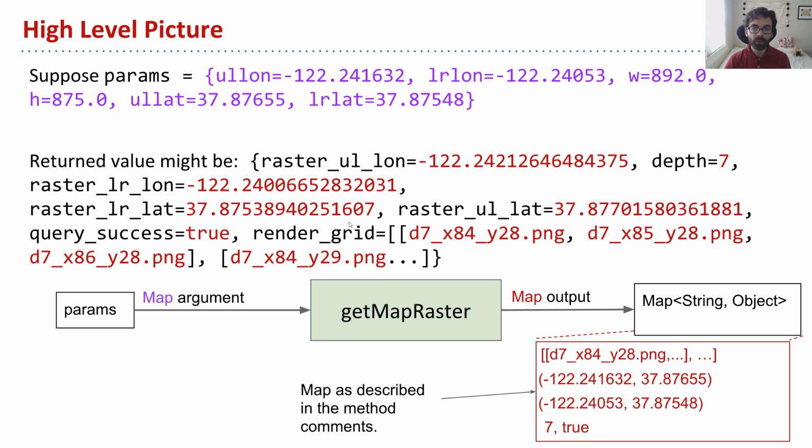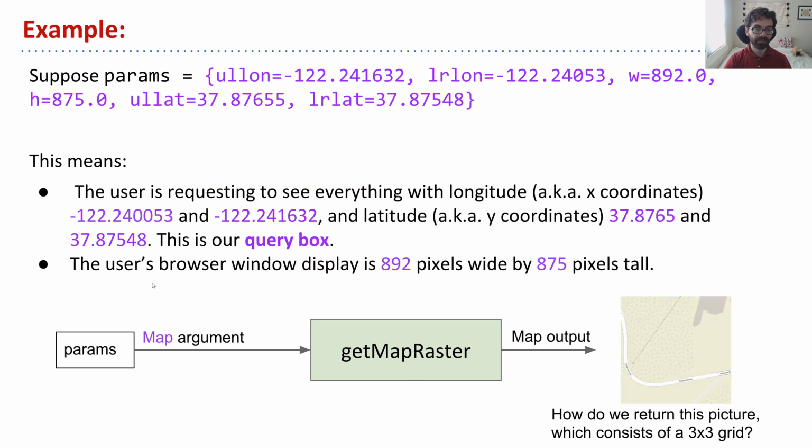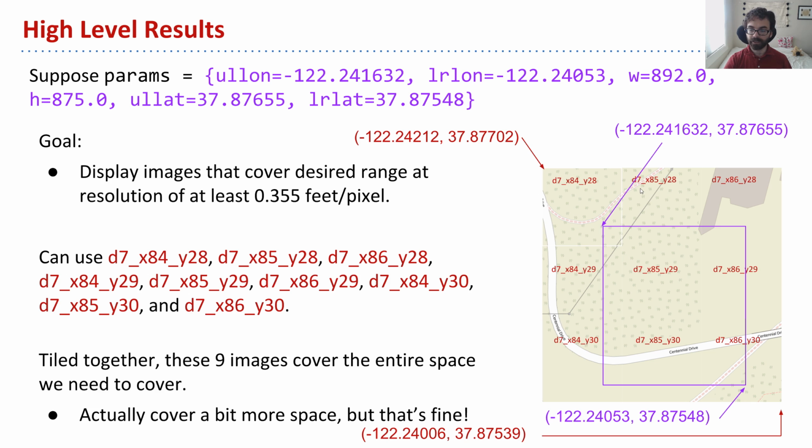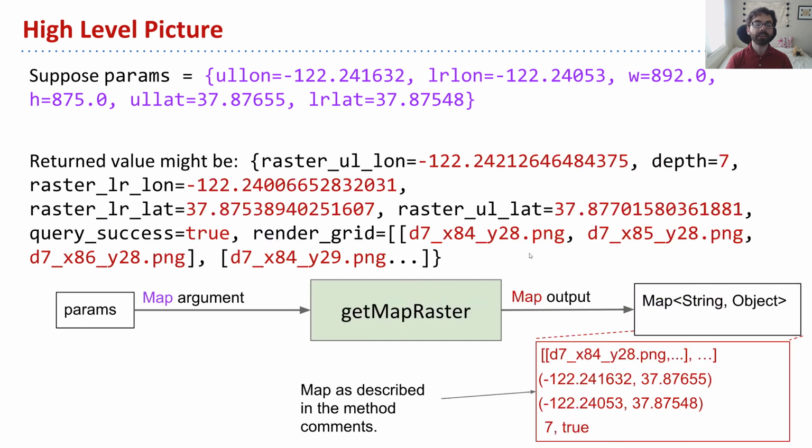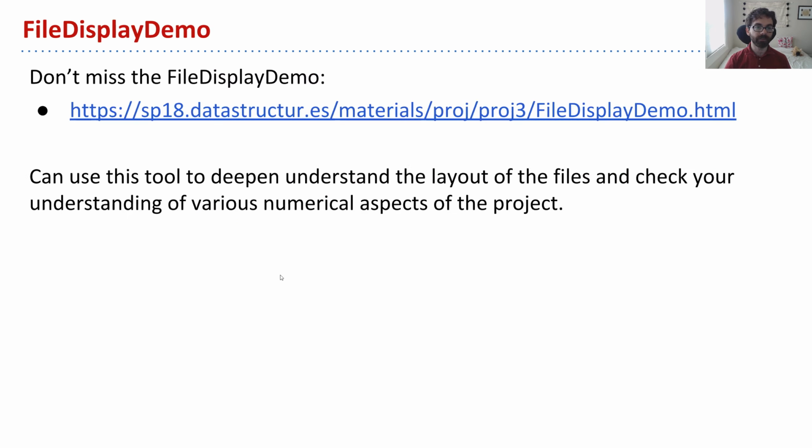And it's going to be a 2D string array. So this first array inside this array of arrays of strings is 3 images, and that represents the top row. So we see x84, x85, and x86. That is the most important part of what your program is going to generate. But don't forget, you also need to provide this other meta information, including the depth, including the coordinates of the top left and bottom right, and also including query success equals true, if indeed it was successful.